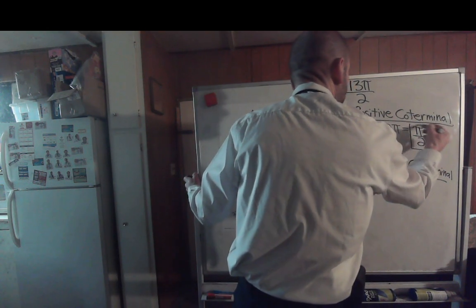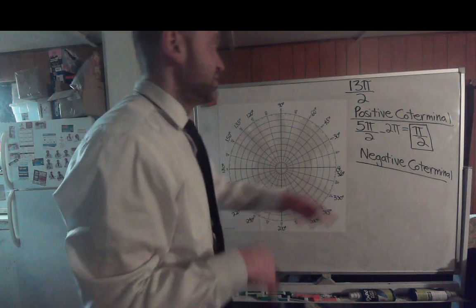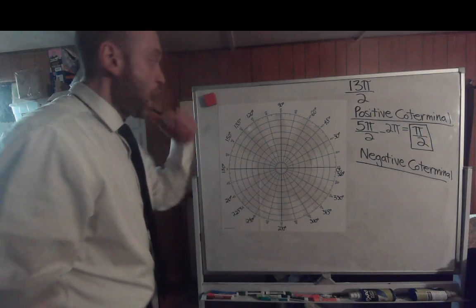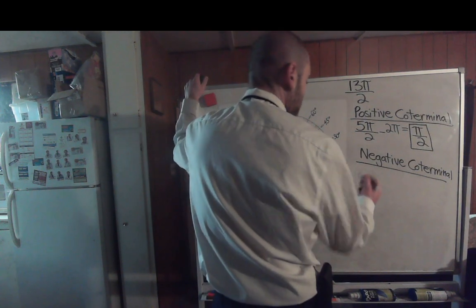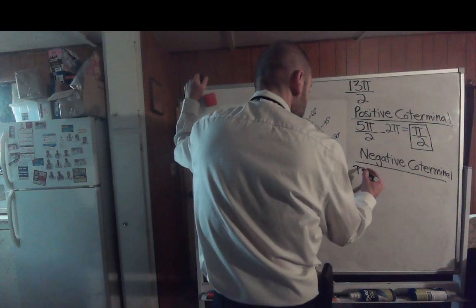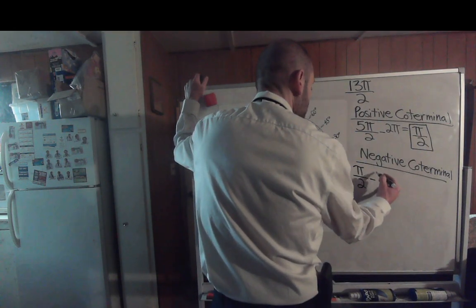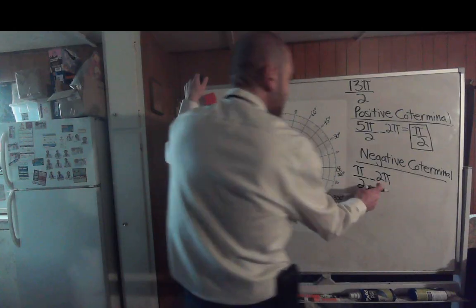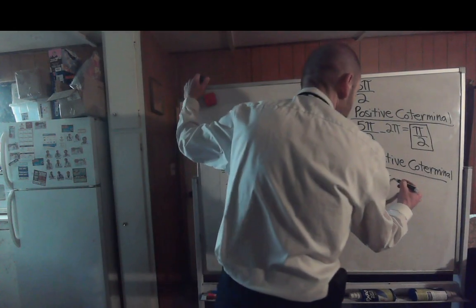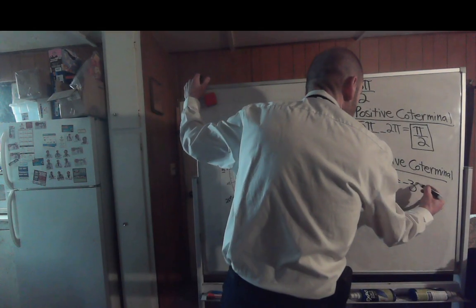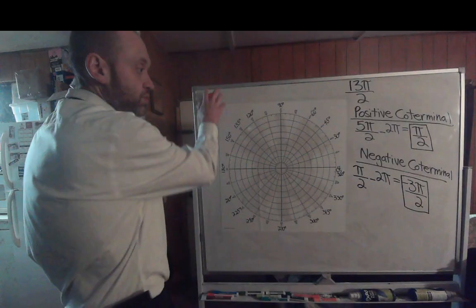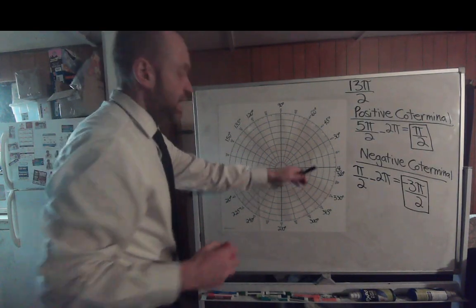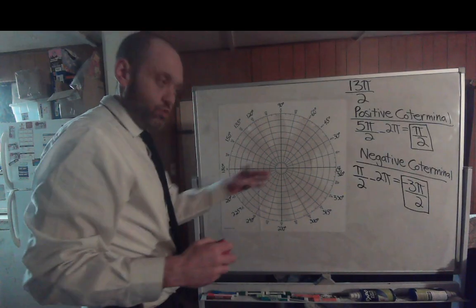So, pi over 2 is definitely a positive coterminal angle, right? Now, to find a negative coterminal angle, I could just take pi over 2 and subtract 2 pi from that, right? So that'd be pi over 2 minus 4 pi over 2. That's the exact same as negative 3 pi over 2. That would give me a negative coterminal angle for pi over 2, because 2 pi revolutions in either direction is a full trip around the circle.